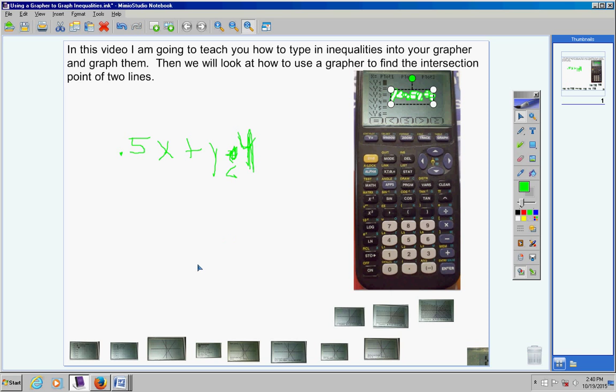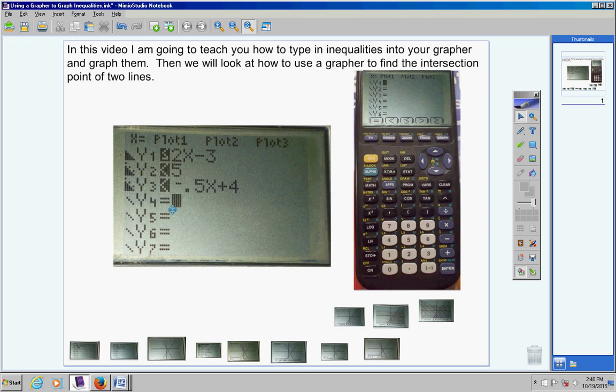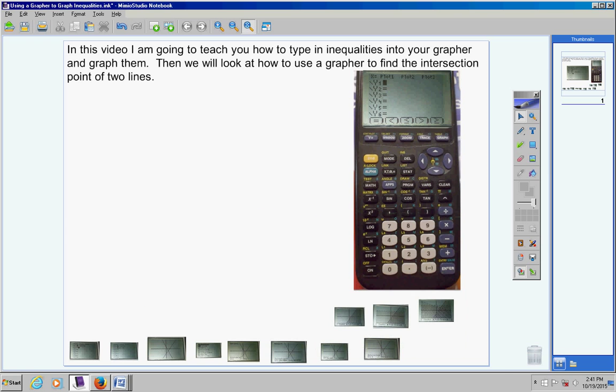First, you're going to want to make sure you have your inequality here, less than. So once again, make sure your cursor's on the equal sign, then hit alpha and then zoom or window, and then scroll to the right and type in negative 0.5x plus 4. So it should look like this. There are your 3 inequalities entered. Now at this point, you're ready to push graph. Don't do it though. Just listen.